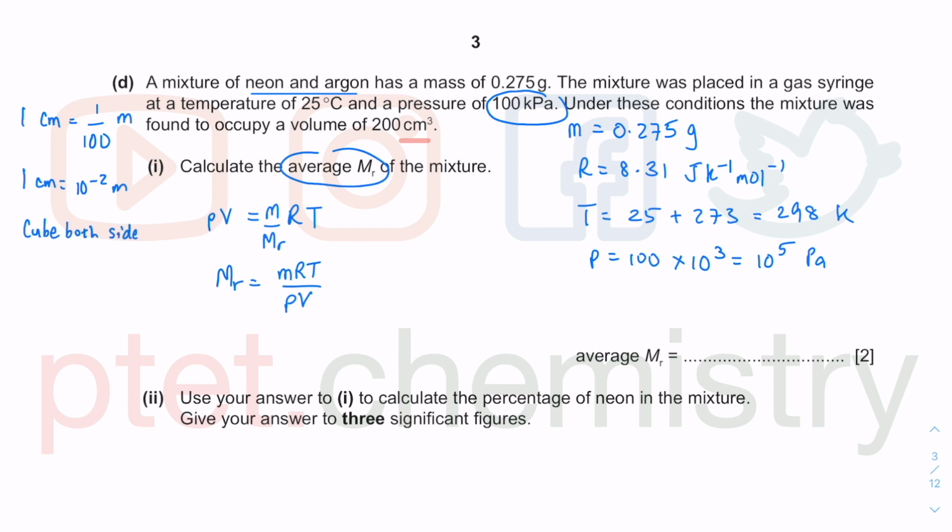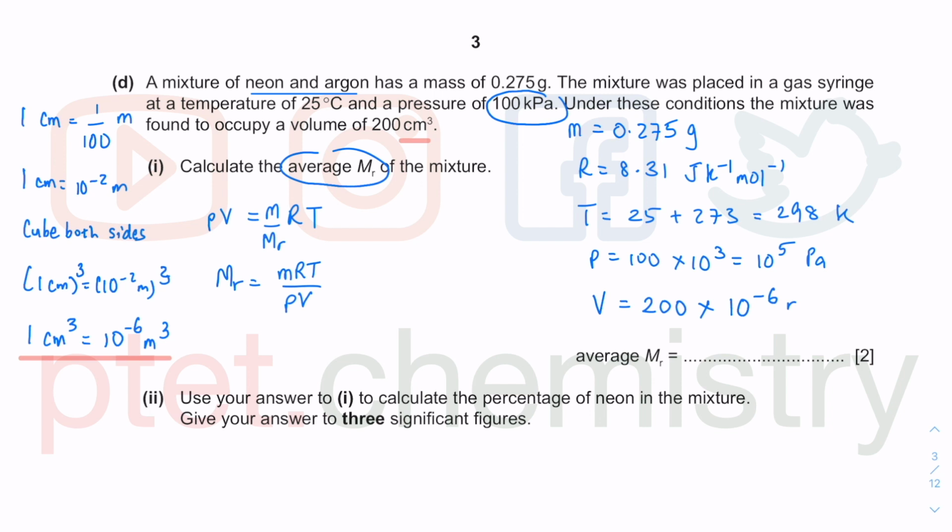This is usually my favorite method because I do not need to memorize any conversion factor apart from my primary school conversion factor: change cm to meter, divide by 100. I also know how to cube both sides. 1 cube is 1, cm cube is cm cube, 10 to the minus 2 cube is 10 to the minus 6, and this is meter cube there. So overall, I convert my volume from cm cube to meter cube by multiplying by 10 to the minus 6 meter cube.